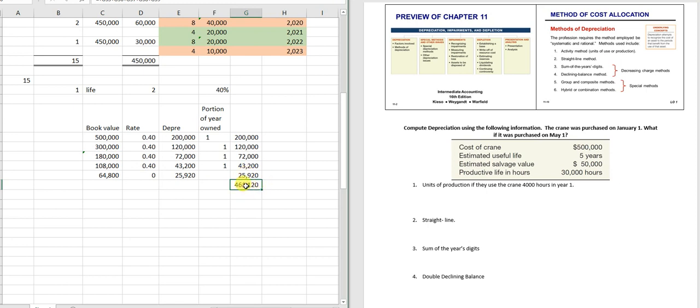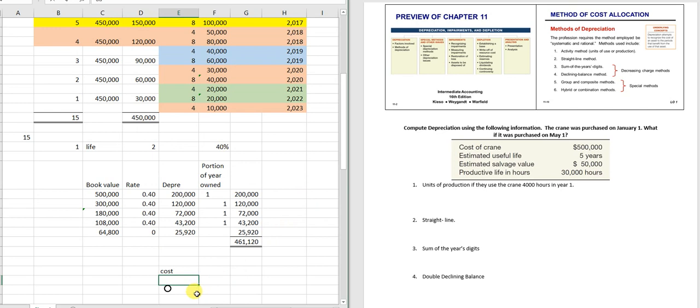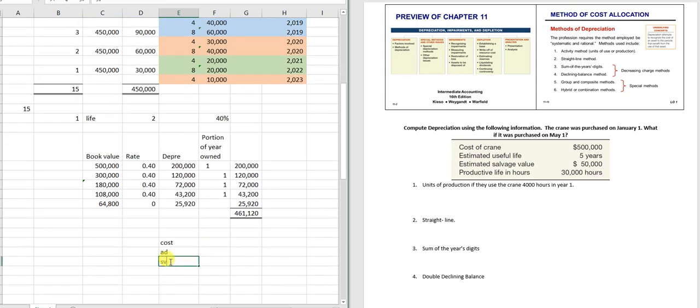But remember, I only want to depreciate at 450,000 because in the end, I want my cost minus my accumulated depreciation to equal my salvage value. And so I know my cost is 500,000, and I know my salvage value is 50,000. So I know I want my accumulated depreciation to be 450,000 because I wanted my book value to be that.